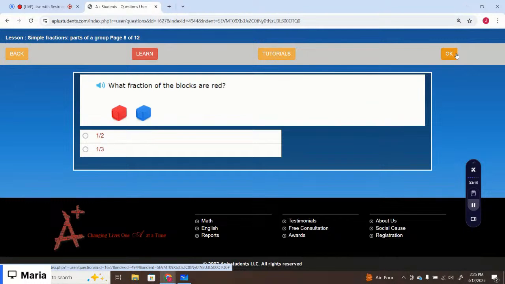What fraction of the blocks are red? That is 1 out of 2. Option number 1 is the correct option.